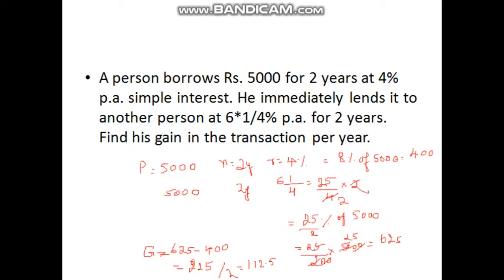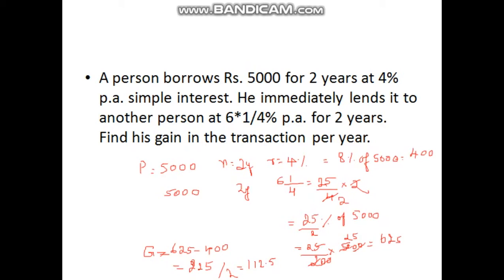Next, what he did, he immediately lends it to another person at 1 by 4 percentage, and for 2 years they have said. So you know the rate of interest and number of years. Obviously the principal is the same, right? He gave the same principal but with a different rate of interest. The rate of interest changes, that's all. So now find the simple interest for the second one also. Again use PNR by 100 and find the simple interest, or else directly 8 percentage of 5,000.